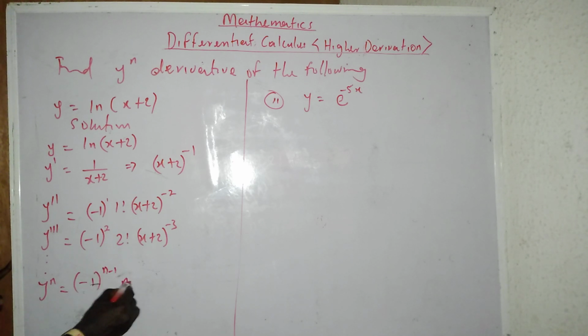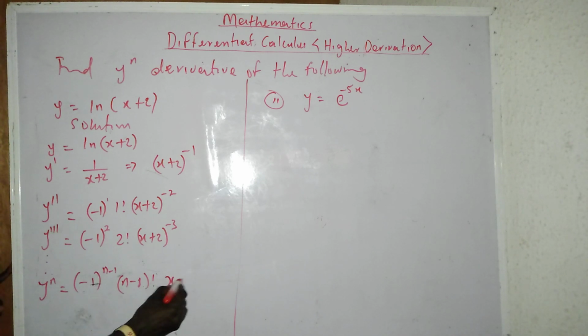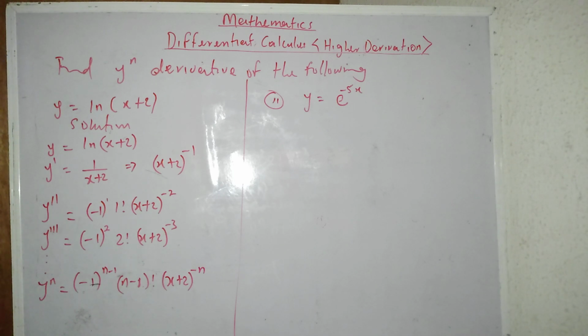minus 1, n minus 1 factorial, and x plus 2 raised to power minus n, which I can also write as minus 1 raised to power n minus 1 factorial, all divided by x plus 2 all bracket of n. That is my nth term. That is my final answer for the nth derivative.